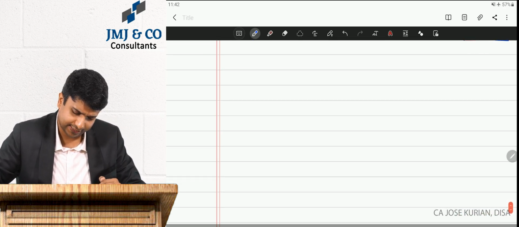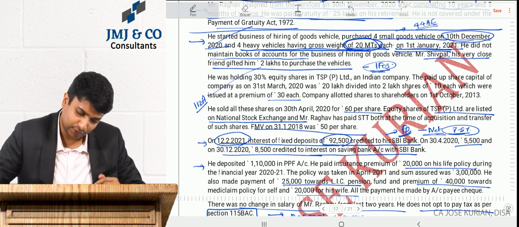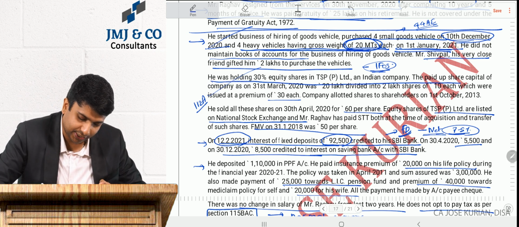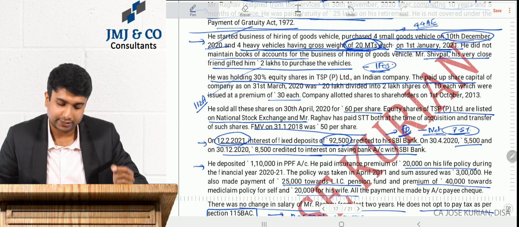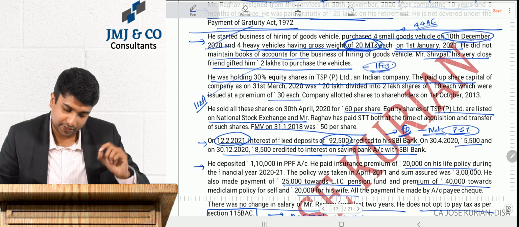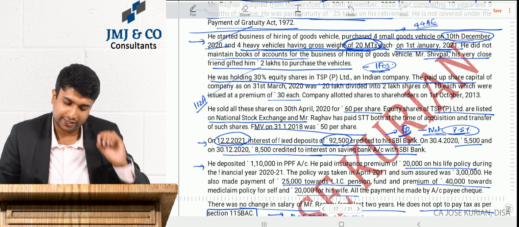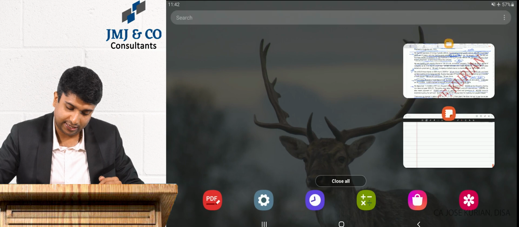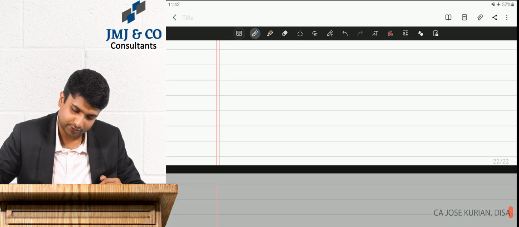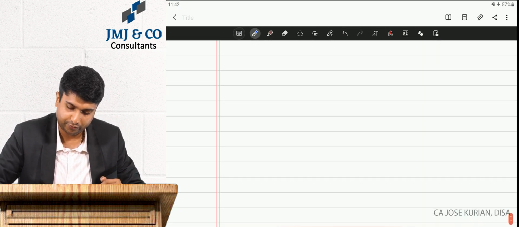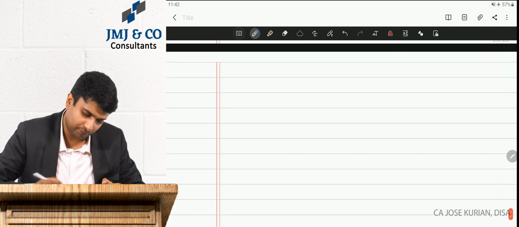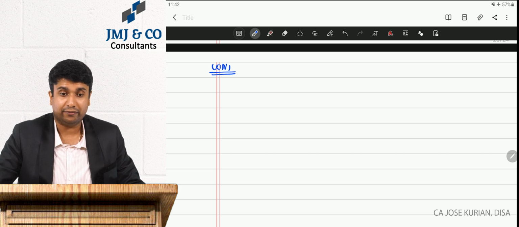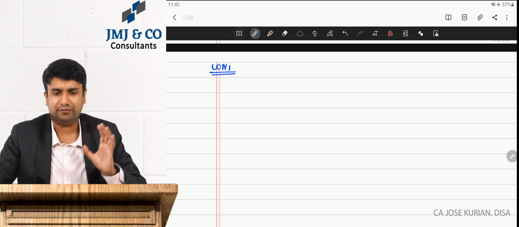Again, moving forward, friends, the next point is in relation to capital gains. So it is capital gains, and he was holding 30% equity shares in TSP Private Limited, an Indian company, and the paid up share capital of the company as on 31st March 2020 was 20 lakh divided into 2 lakh shares of 10 each. So let's have a separate working note for that, friends. So I'll do one separate working note for that. So working note number 1.